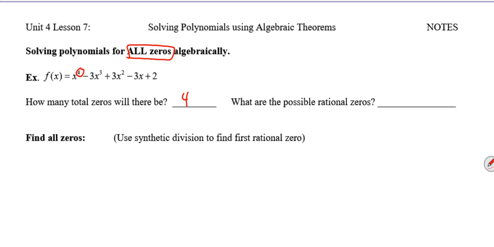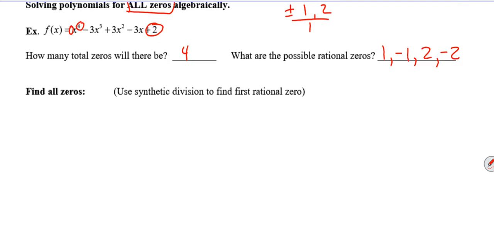So now, what are my possibilities? I'll look at plus minus 1 and 2, because that's my last term, divided by my leading coefficient, which is 1. So my possible zeros are 1, -1, 2, and -2. So those are possible. Those aren't my zeros. They're only the possibilities of the real rationals. So let's give it a try. Now that I know what I can synthetically divide by, I'll just start with the easiest number to start with. So let's set this up.